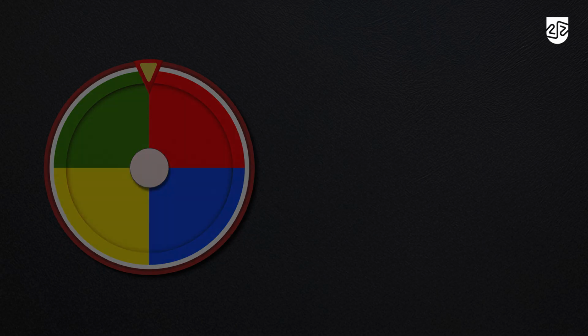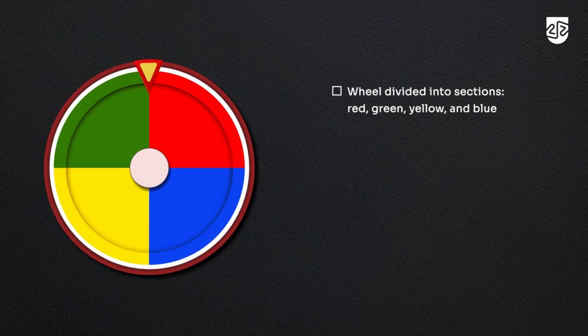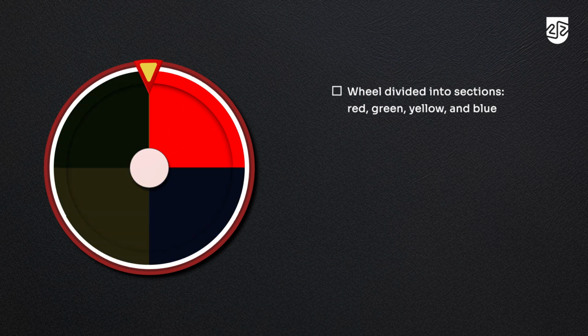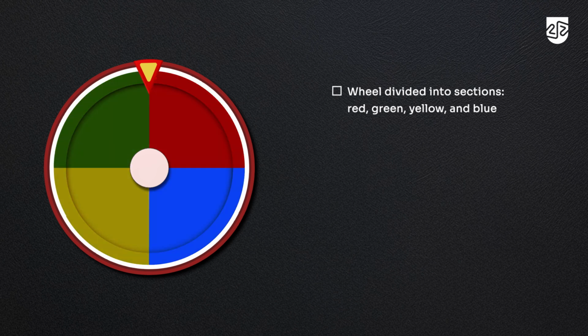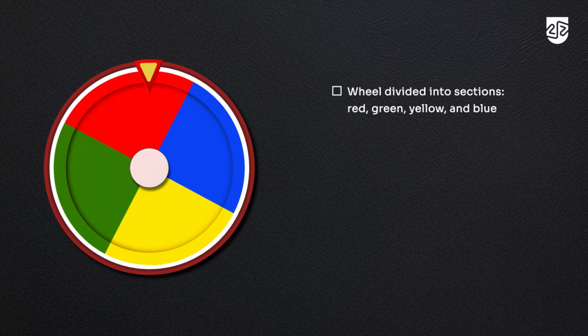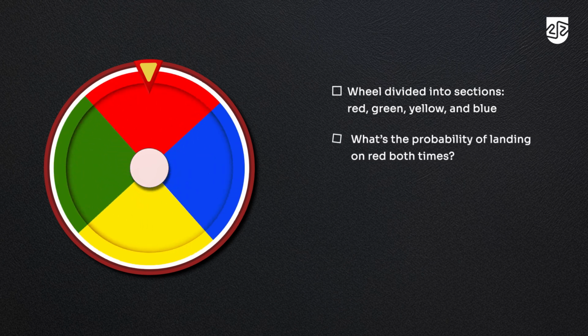Let's take it up a notch with a game of chance. Imagine a spinning wheel divided into 4 equal sections: red, green, yellow, and blue. You win the game if you land on the same color twice in 2 spins. So, what's the probability of landing on red both times?